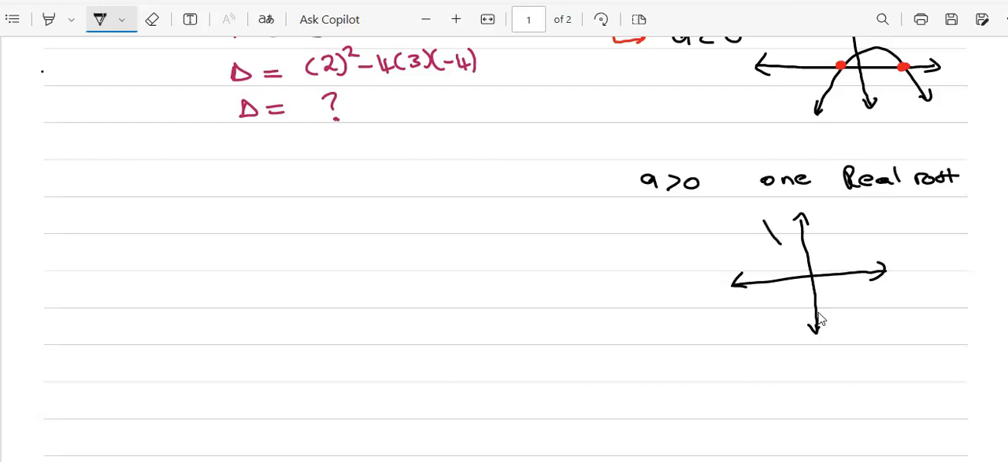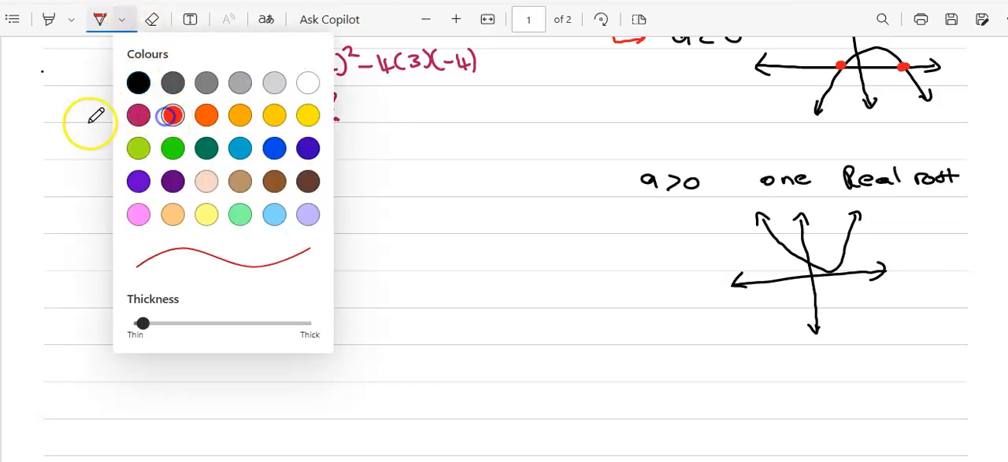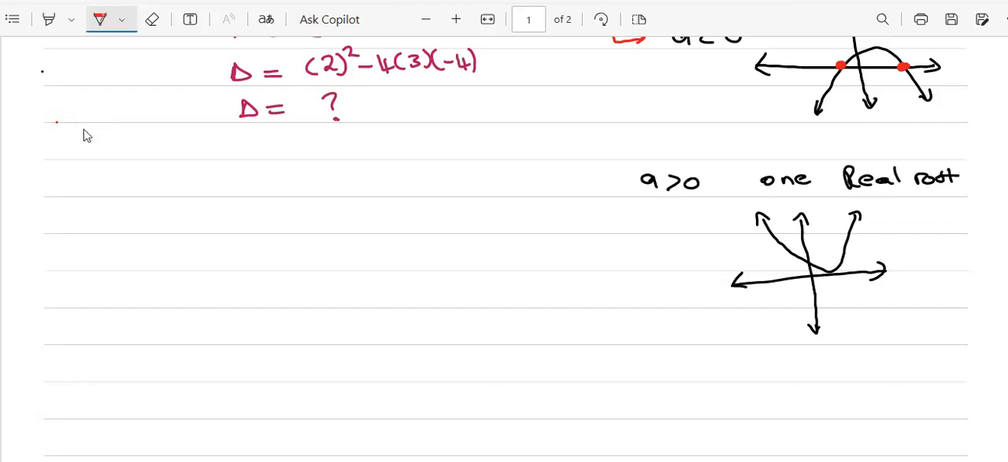So when we have 1 real root, it will only touch the x-intercept once. So this is how you see how many roots your graph has. In this case, we're going to say this has 1 real root, which is only that one. The same will apply if the value of a is less than 0. If a is less than 0, it will be concave down.